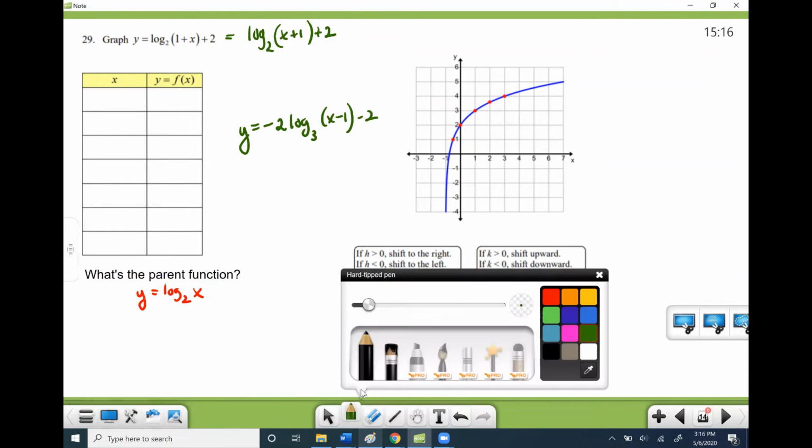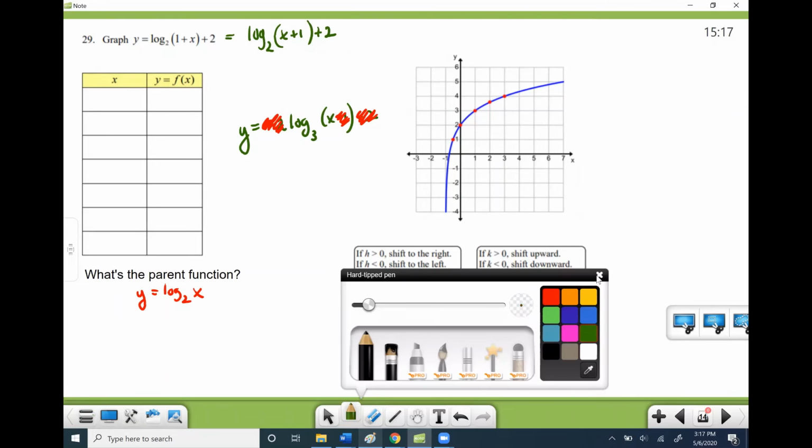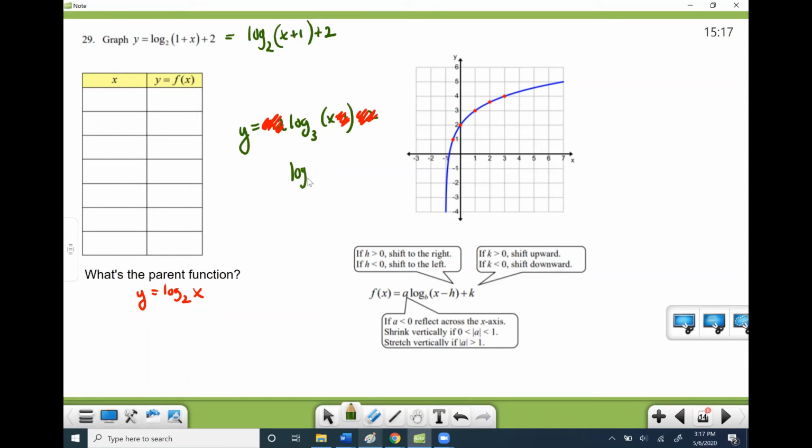Okay. So I got to get rid of the translations. This is to the right one. This is down 2. I've got to get rid of the reflection. So I got to get rid of that negative sign. And I got to get rid of the stretching and the shrinking. So the bare bones, the simplest function of that type would just be log base 3 of x. Okay.